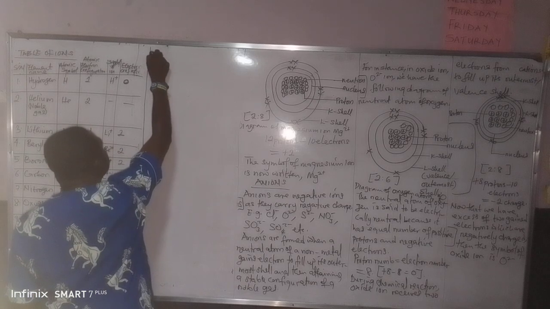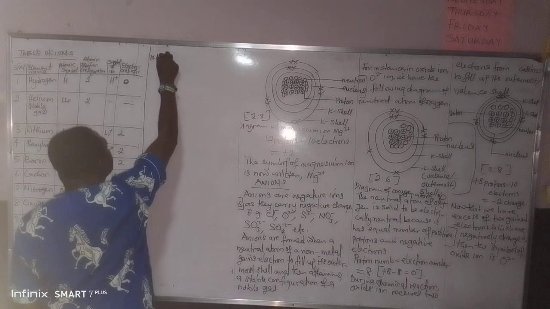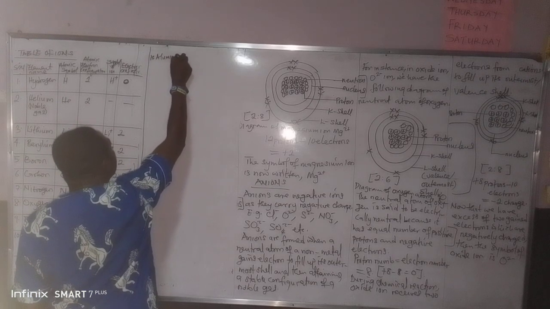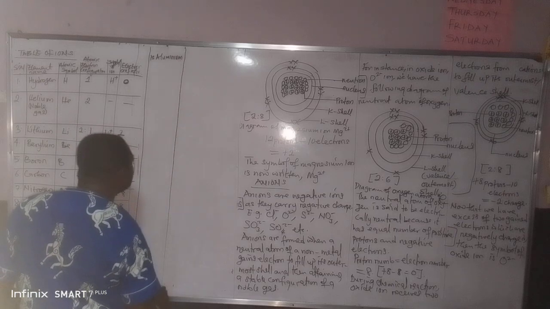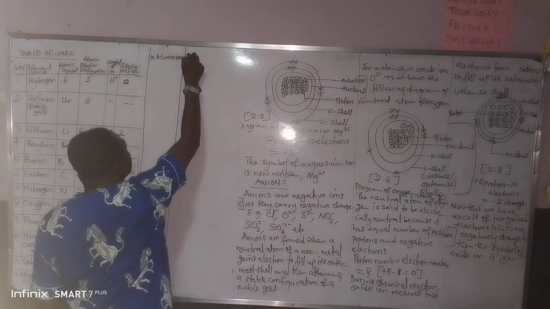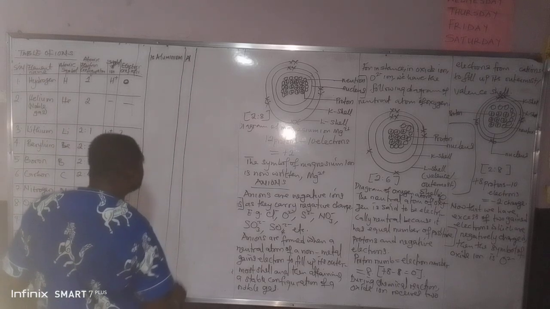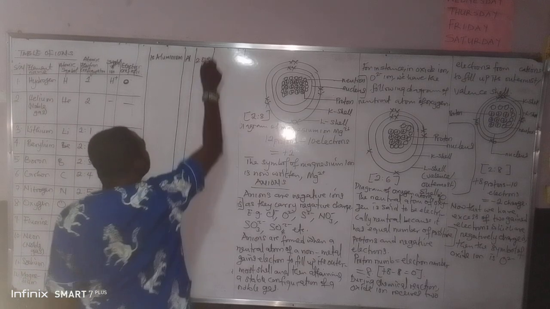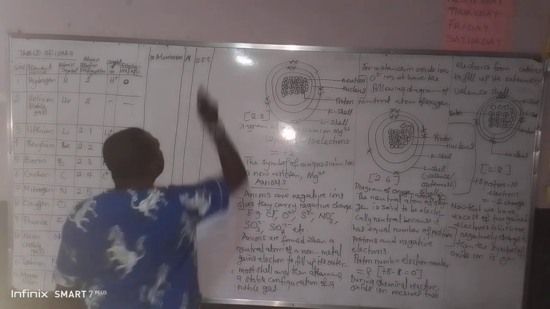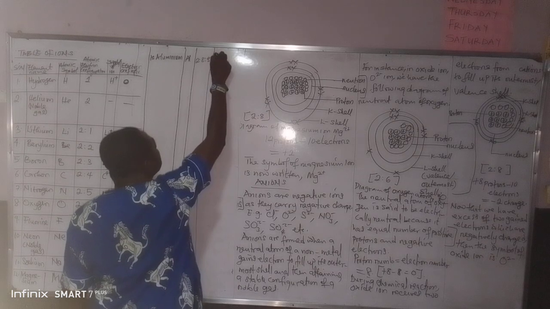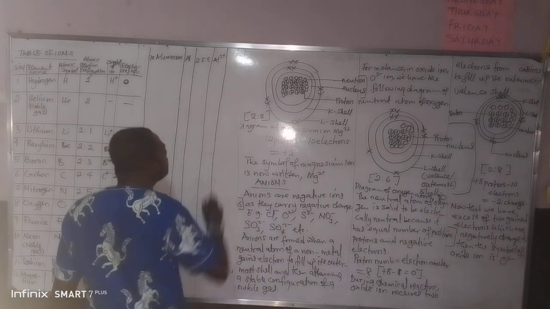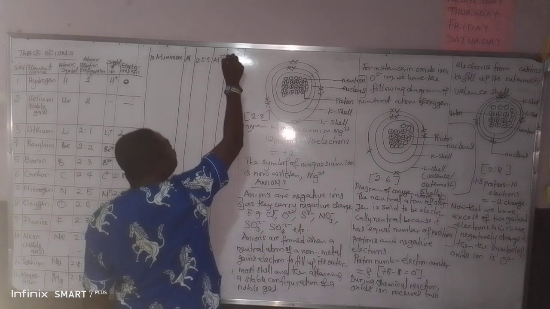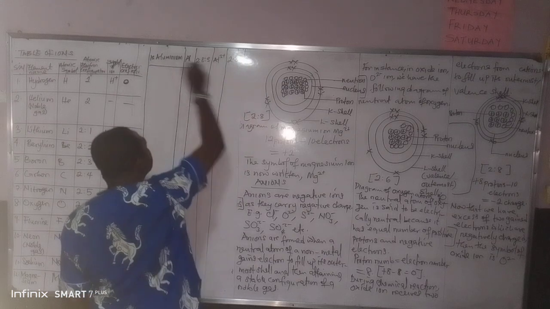Number 13 now is aluminium, and the atomic symbol is Al. Configuration is going to be 2,8,3. Then it uses this 3 to form Al 3 plus. And the configuration of the ion is now 2,8, like neon.